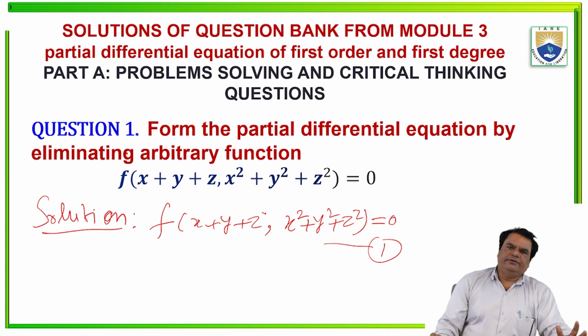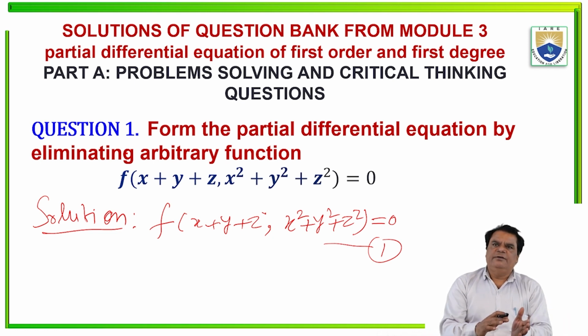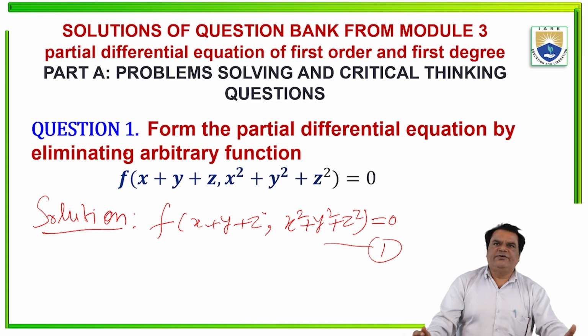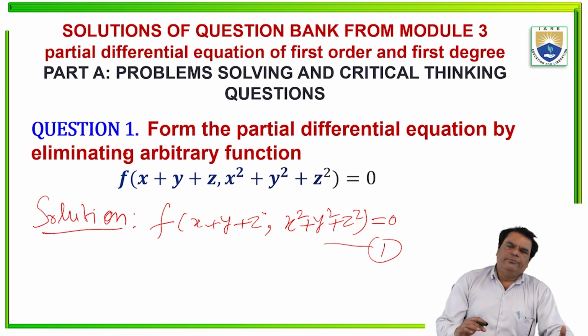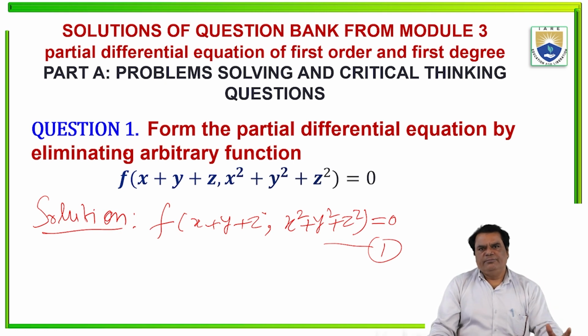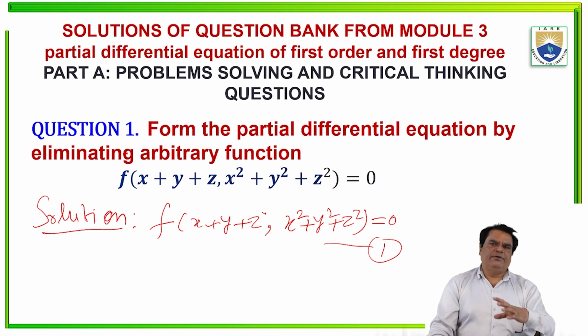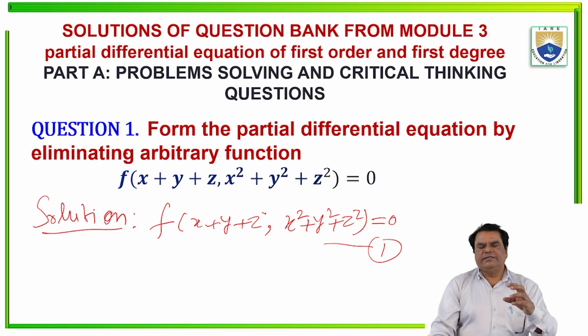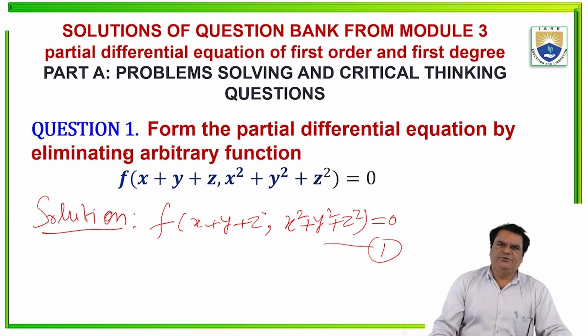Here the function is given. Some function is equal to 0, and this function is given in our question. We have taken this function as equation 1. We want to form a partial differential equation from the given function. So how can we find the partial differential equation with the help of the given function after eliminating the function? After eliminating the function, we can form the partial differential equation. First of all, I want to discuss some points in partial differential equations.